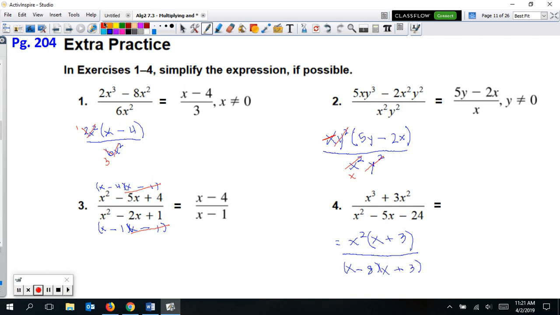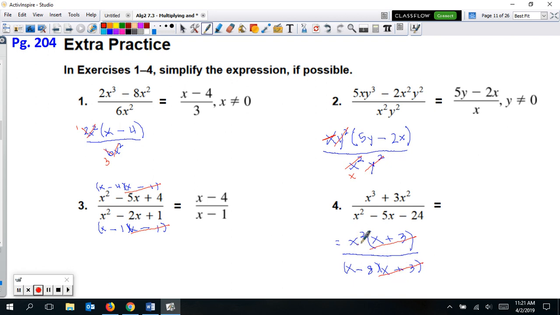And so now what we're going to cancel out is any monomials. We do have a monomial here, but there's no monomials on the bottom down here to cancel this x squared out. So I can't do anything with that. But the matching binomial with x plus 3 I can cancel out. So those matching x plus 3 binomials cancel out.